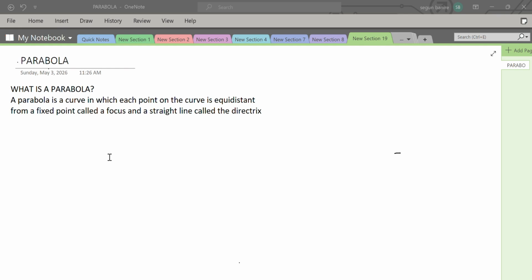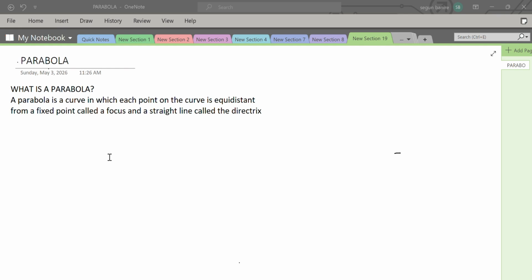So the parabola is a curve, so there is a point that moves on the parabola. The distance of that point to the straight line and the distance of that point to the focus is equal. So that is why they use the word equidistant.